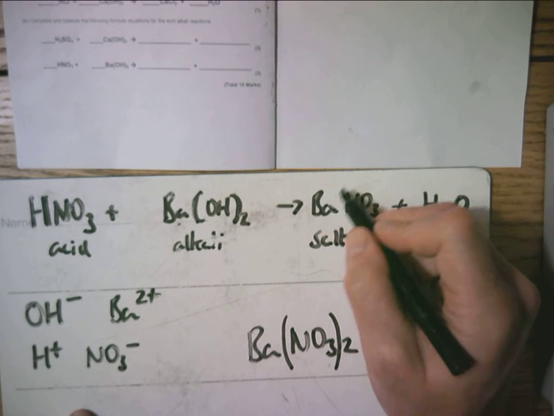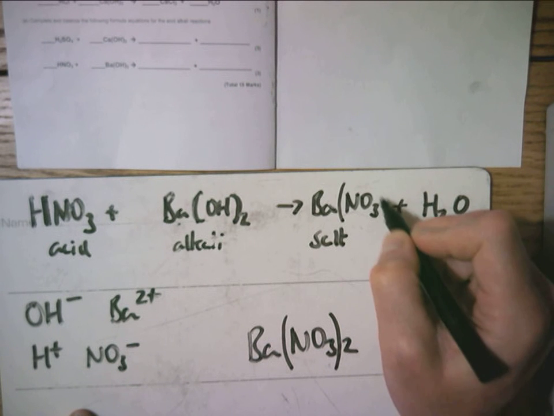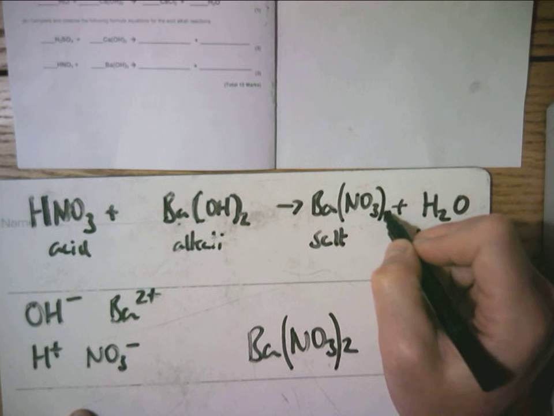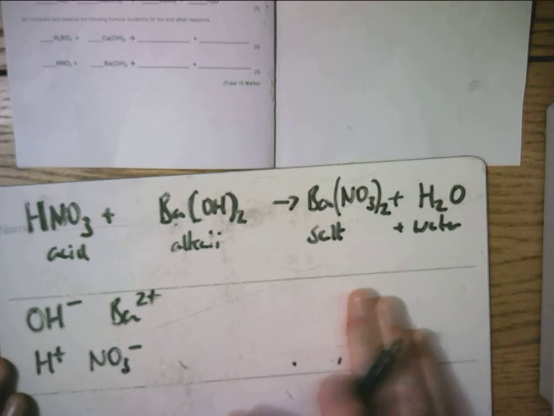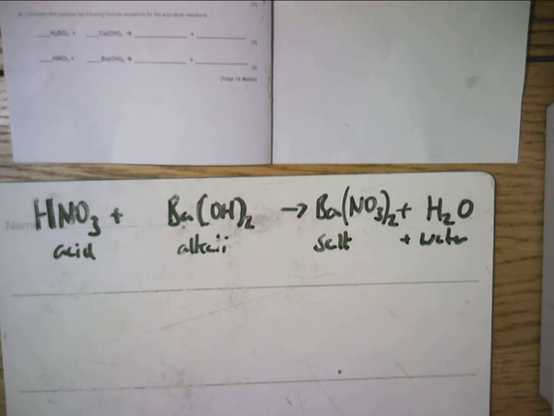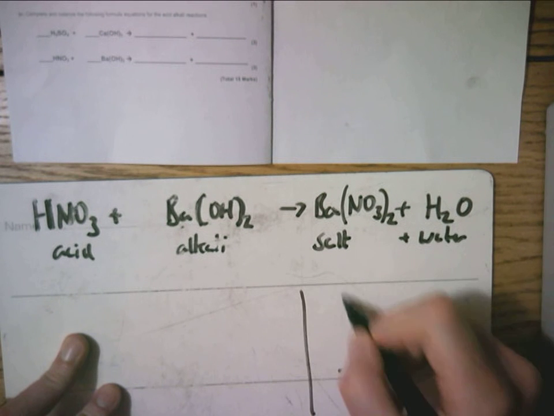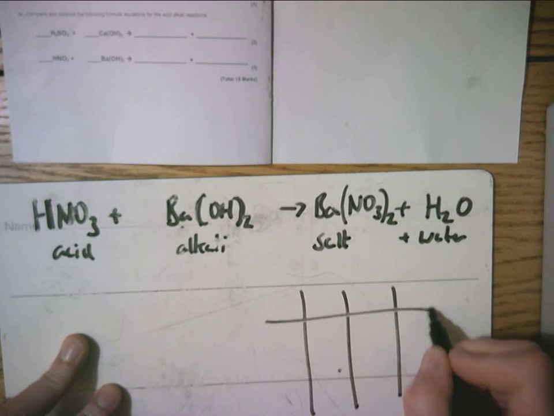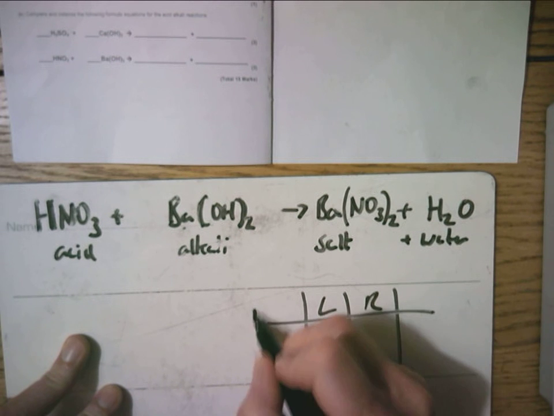So the correct formula for barium nitrate is Ba(NO3)2. That's for your second mark. The third mark is for the balance. And to do the balance, we're just going to do our tally chart again. We're going to do left, right, and ions.